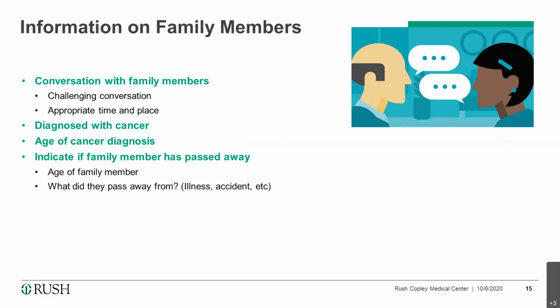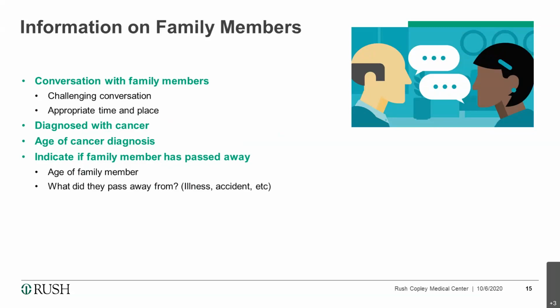What you're going to want to capture from family members, specifically when it comes to breast and ovarian cancer, is any type of cancer they've been diagnosed with, and specifically the age of diagnosis. So if a male in your family has had prostate cancer, figure out what age they were when diagnosed, and if you can, what type of prostate cancer it was. You also want to indicate if a family member has passed away, their age at the time of passing, and what they passed away from.